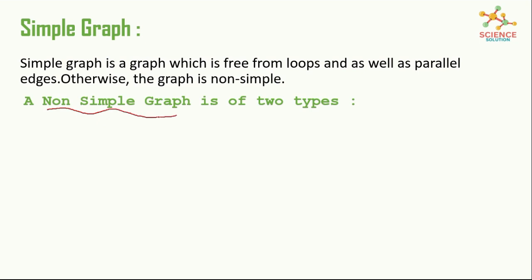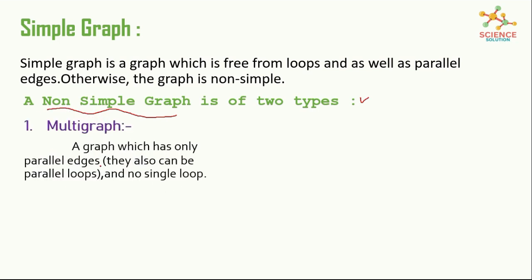A non-simple graph is of 2 types. One is the multigraph, defined as a graph which has only parallel edges. They can also be parallel loops, but no single loop, and it is called a multigraph, as shown in the figure. We see there are parallel edges and parallel loops, but no single loop.